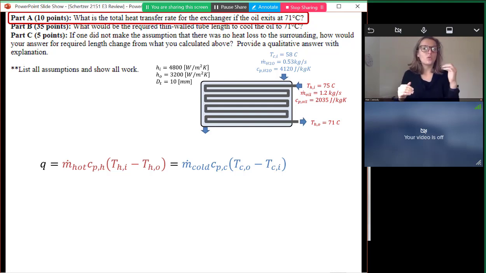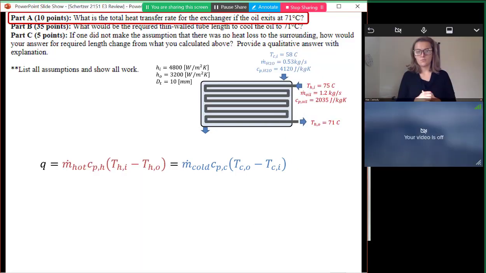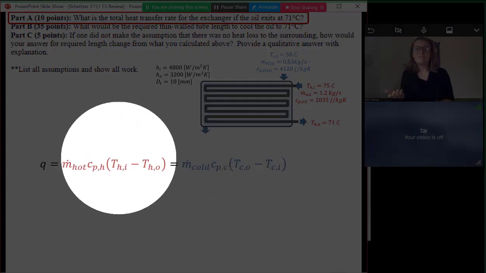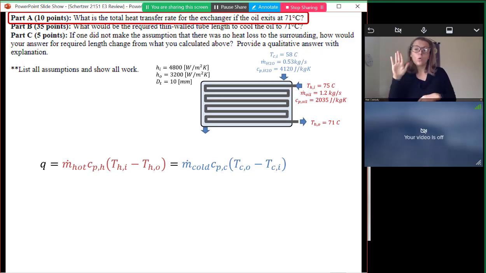Because if I'm assuming that it's fully insulated on the outside, all the heat that's lost from the hot side goes into the cold side. So here we don't have all the information we need on the cold side, because we don't have the cold outlet temperature. We do have all the information we need on the hot side, so I can find this from the hot side.